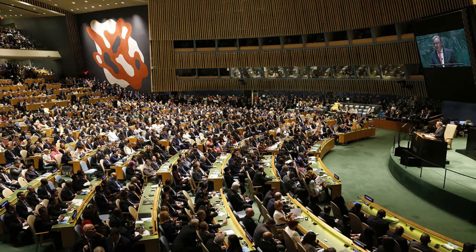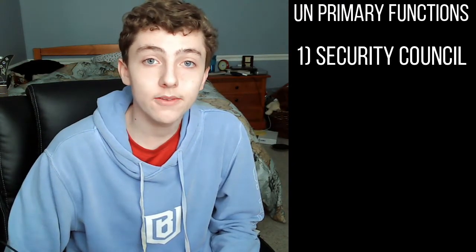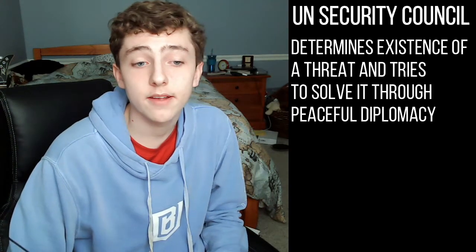Onto the United Nations, established in 1945, and it still exists today in the present. It is comprised of a whopping 193 nations, also known as every country in the world except for the Vatican City and Palestine. The UN has two primary functions, the Security Council and the Court of Justice. The UN Security Council determines the existence of a threat and tries to solve it through peaceful diplomacy. And the UN Court of Justice tasks itself with settling disputes in accordance with international law.